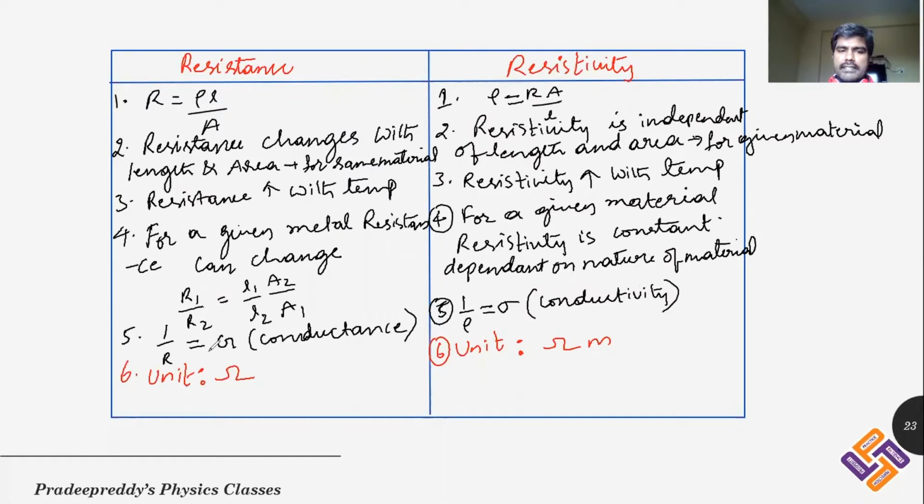1 by resistance is called conductance. 1 by resistivity is called conductivity. The unit of resistance is ohm. The unit of resistivity is ohm meter. Both are different. Okay. Resistance and resistivity, conductance and conductivity. Clear?